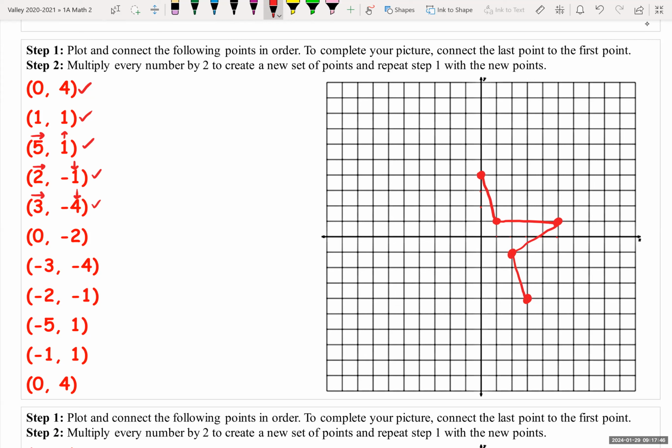So 0, -2, 0 left and right. So you don't move left and right at all, but you're going to move down 2. So 0 left and right, down 2. Then connect that to your last dot. Okay, then we're going to do -3, -4. So left 3 because it's negative and down 4 because it's negative. So left, then down. Left 3, down 4. So go left 3 and then count down 4. And connect that to your last dot.